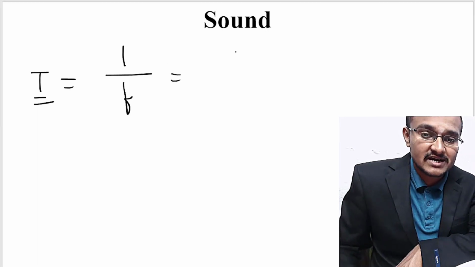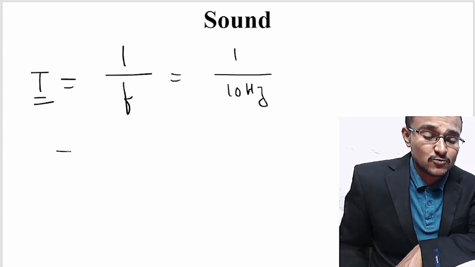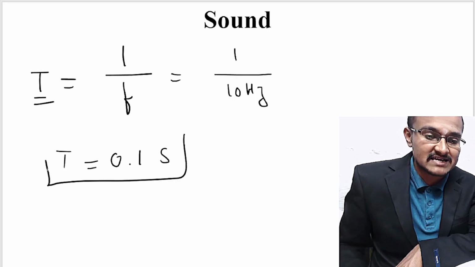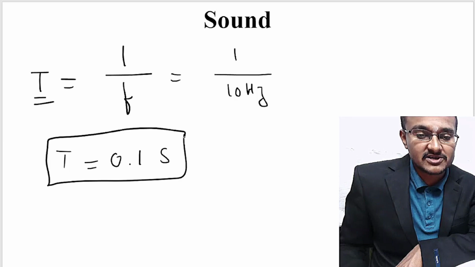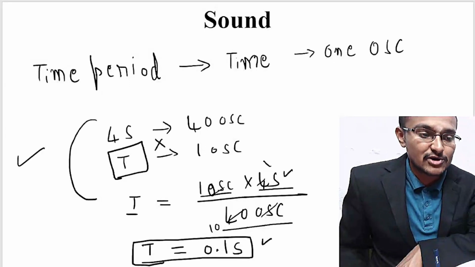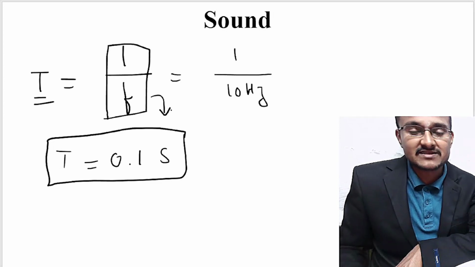So here we have got 10 hertz as frequency. So 1 by 10 hertz will give you the time period. So 1 by 10 is 0.1. So 0.1 second is the time period of this particular vibration. So either you can do this cross multiplication method, or you can use the formula directly after finding frequency of that particular sound, and you can substitute that frequency in this formula and get the time period here.